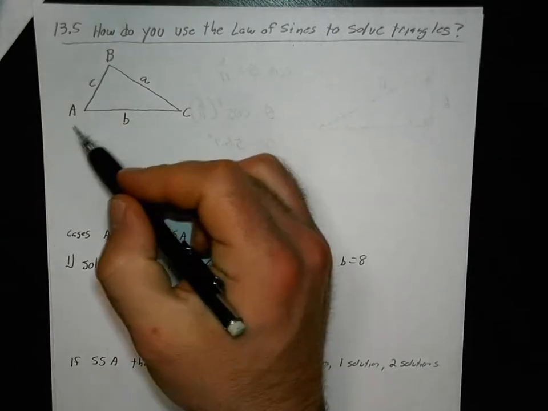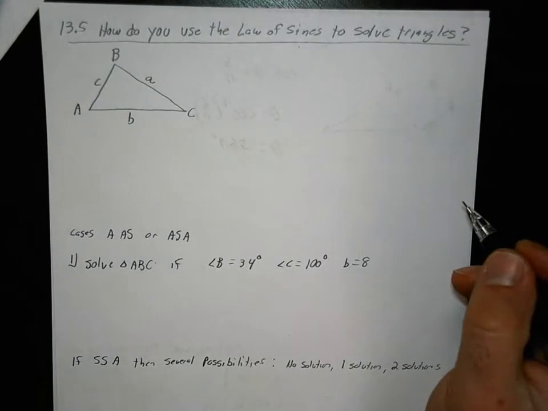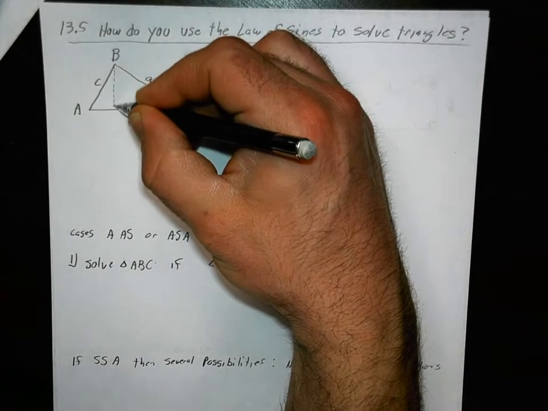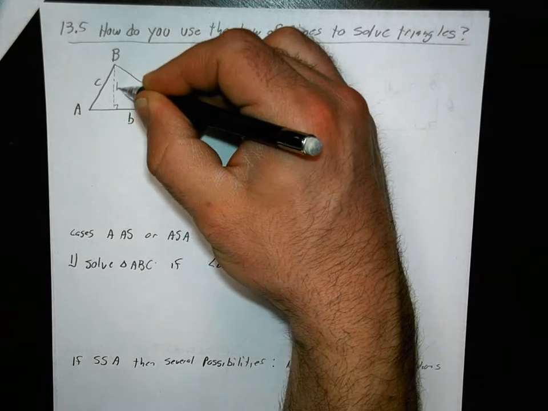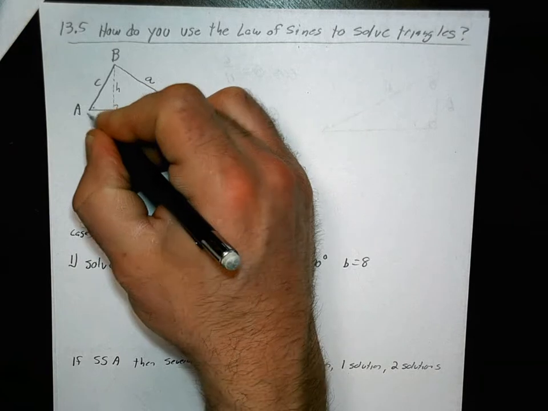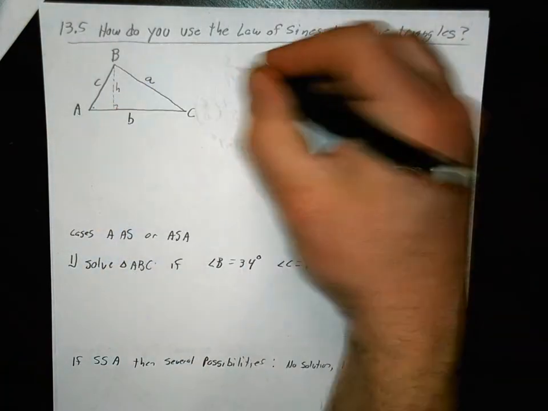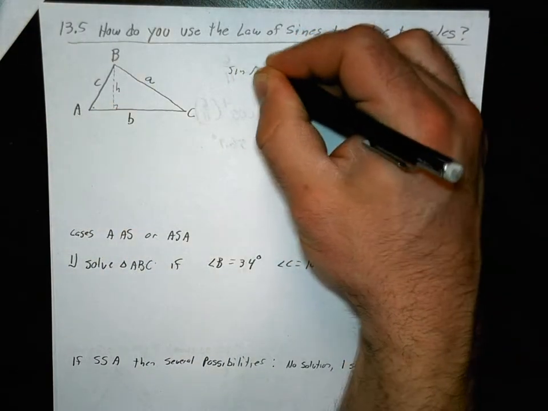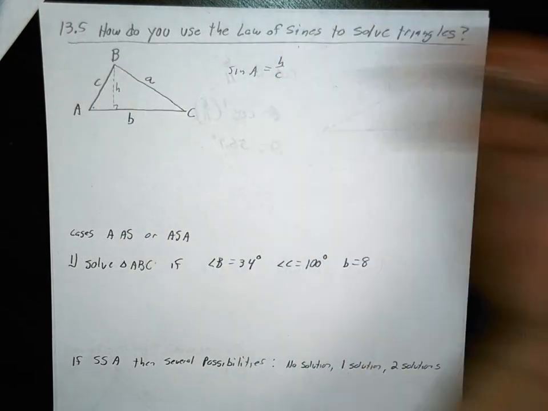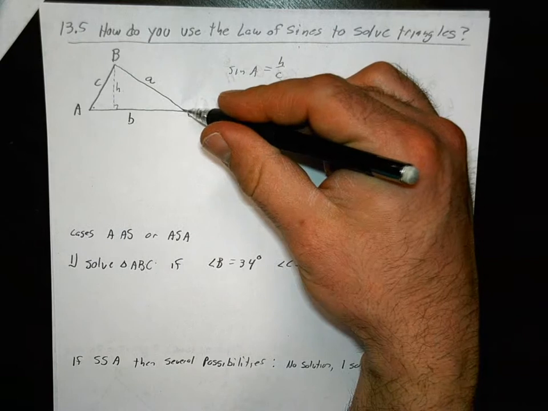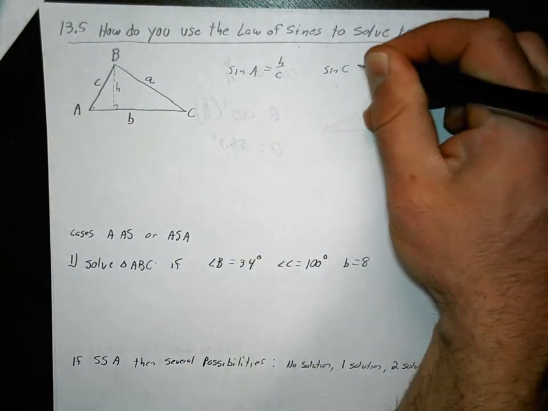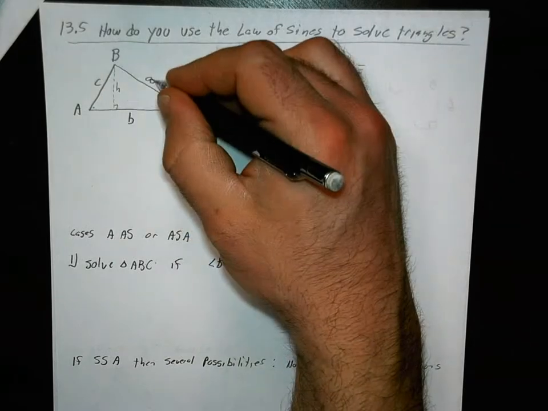I have a triangle here, just labeled. I'm going to drop a line down, perpendicular to the base. I'll call it H, that's the height. If I look at A as my reference angle and use the sine ratio, the sine of A equals opposite over hypotenuse, which is H over C. If I look at this other triangle, the sine of angle C is equal to H over A.